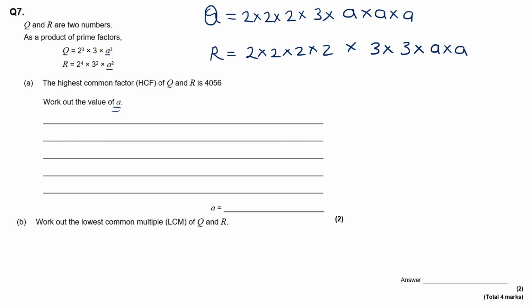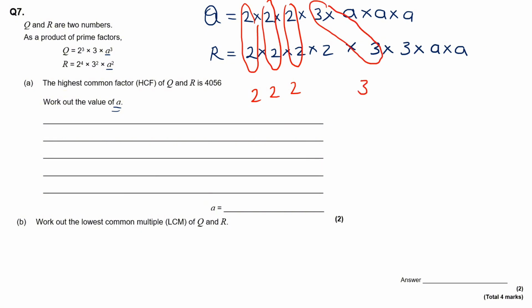So each pair is going to be written down as 1, so there's 2 times 2 times 2 times 3 times A times A. These are the ones that come up on both sides. This means that our highest common factor, if I write HCF, is 2 cubed times 3 times A squared.